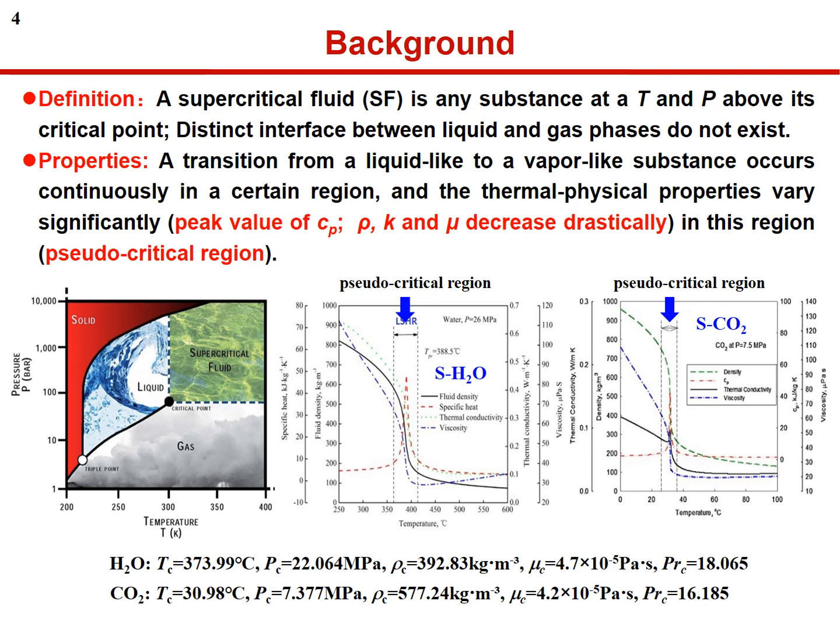The right two figures give the thermophysical properties of supercritical water and carbon dioxide at a certain pressure above the critical value. As shown here, there is a peak value of specific heat, and the density, thermal conductivity, and viscosity decrease drastically. This region is called the pseudo-critical region. We could see that CO2 has higher density and lower viscosity than water, which means that CO2 is a good working fluid in the thermodynamic cycle.